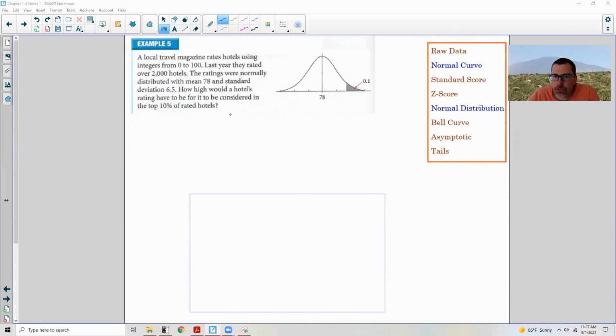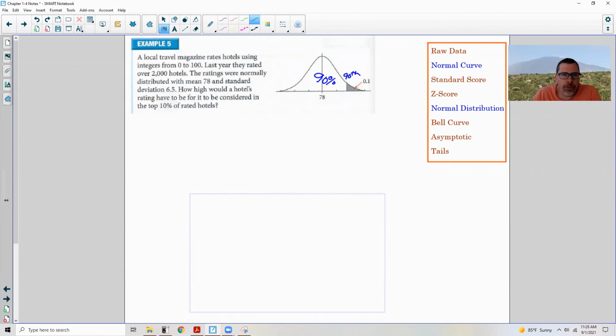Okay, so keep in mind that this line right here is 10% of the data. So everything to the left has to be 90% of the data. So this is the 90th percentile, okay, right here.